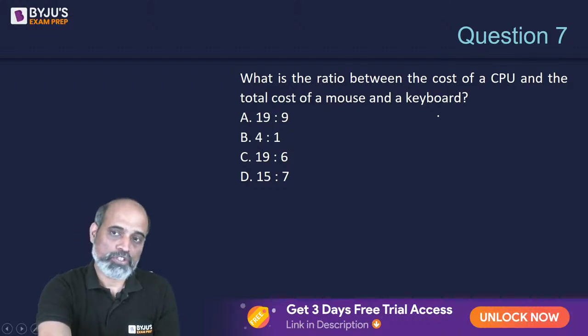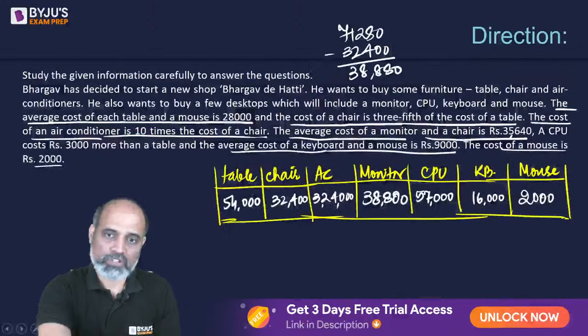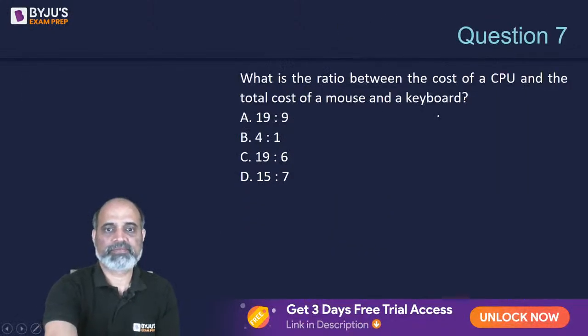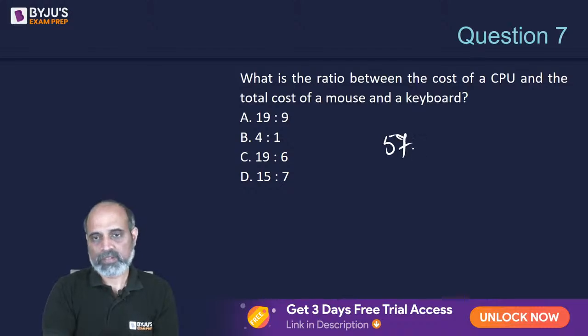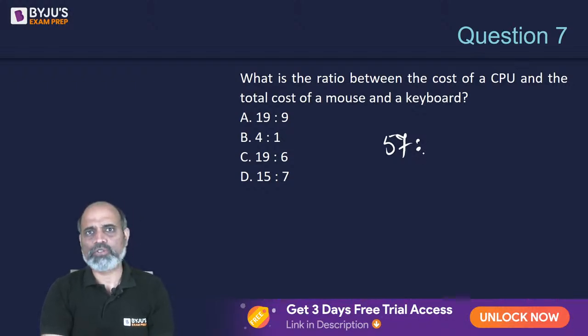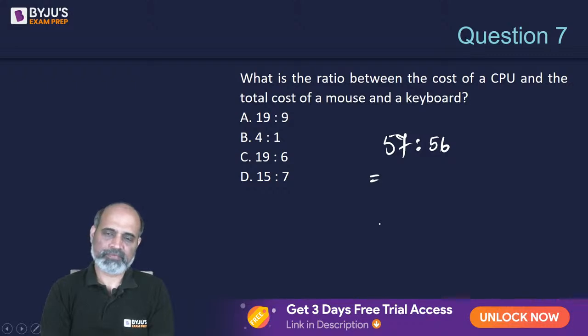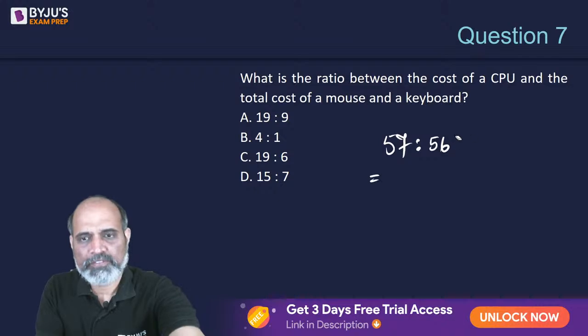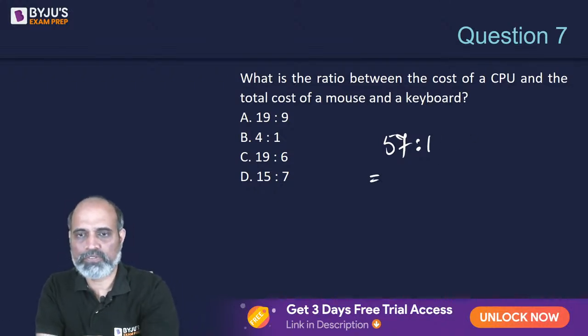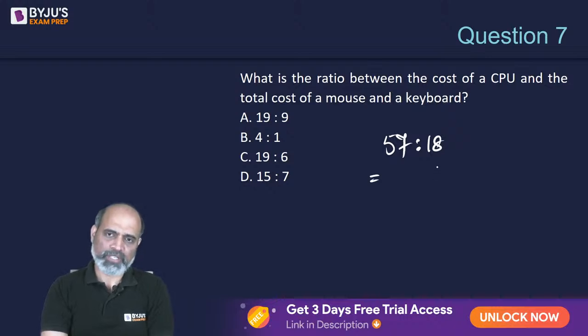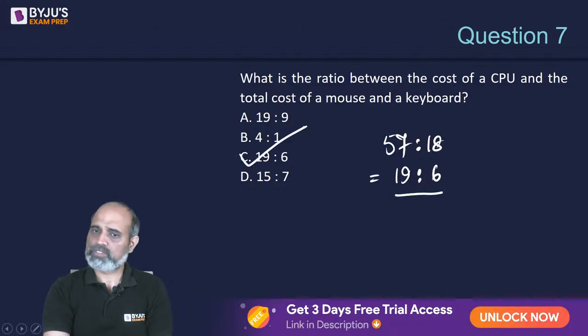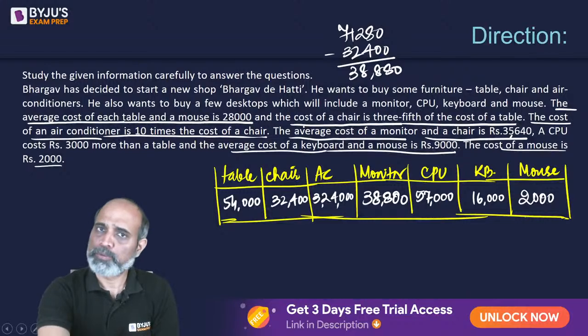Next, what is the ratio between the cost of a CPU? So cost of a CPU is 57,000. And the total cost of a mouse and a keyboard on an average it was 18, so it's going to be 56. So 57 is to 56. No, average 18 was it, so total 18 was. Total was 18. So they both are divisible by 3. So this is 19 into 3, 57. This is 6 into 3, 18. So 19 is to 6. 18 was the total, keyboard plus mouse.